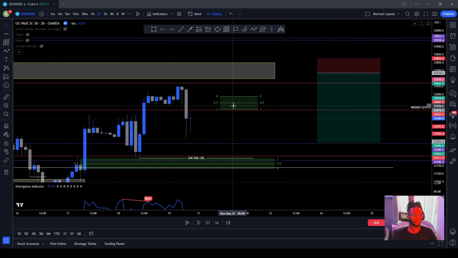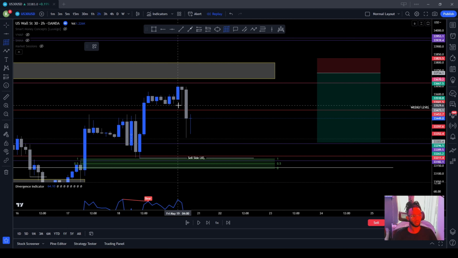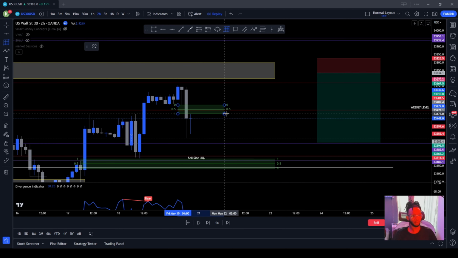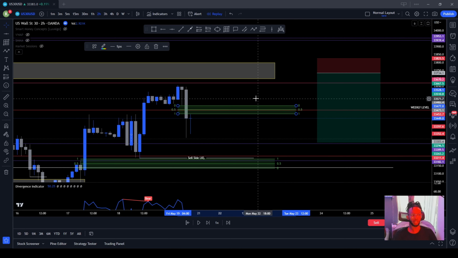Now, when I use these, what you're supposed to do is go from wick to wick within this institutional candle here. So we're going to mark it off from this wick right here, which is where the last of the buys were, and right here where the last of those buys were as well. So we're going to go ahead and bring that all the way down.